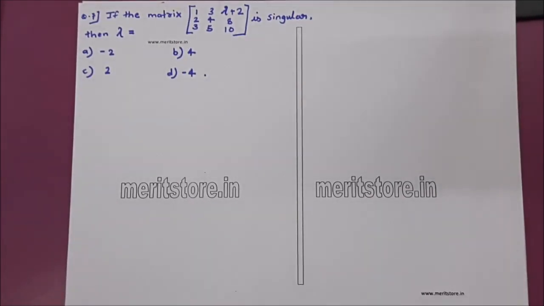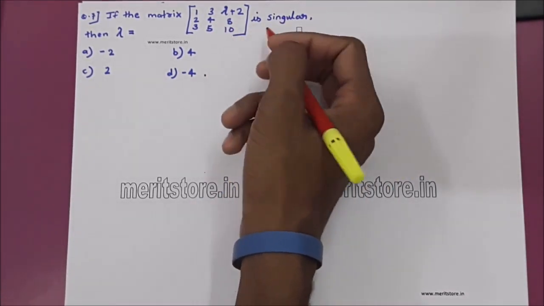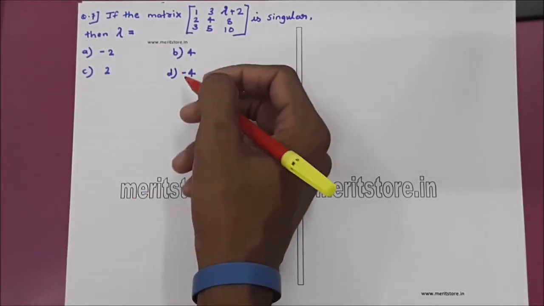Question 7. If the matrix [1, 3, lambda plus 2; 2, 4, 8; 3, 5, 10] is singular, then lambda is equal to, we have four options, that is A minus 2, B 4, C 2 and D minus 4.